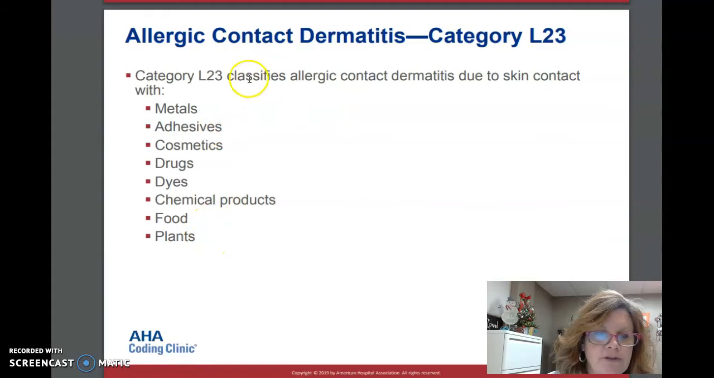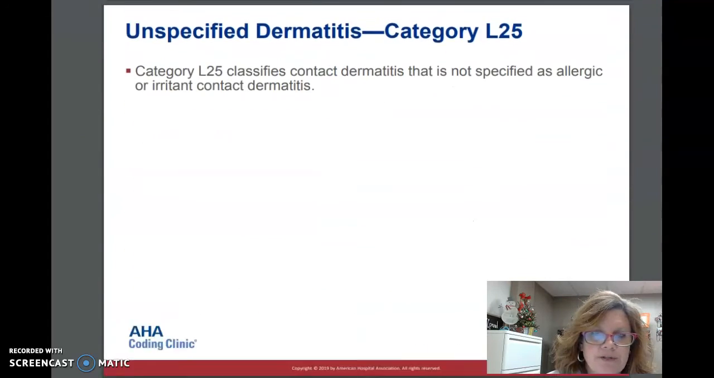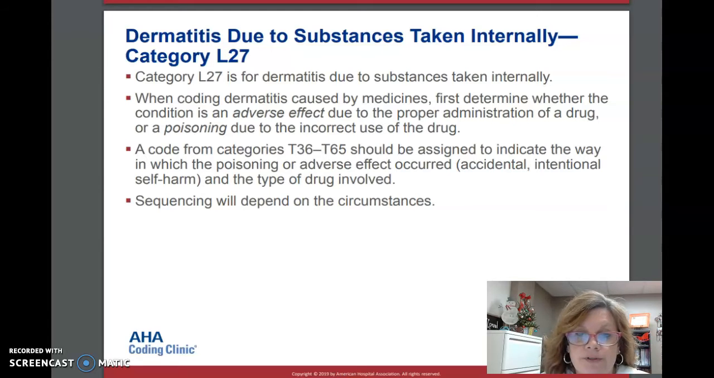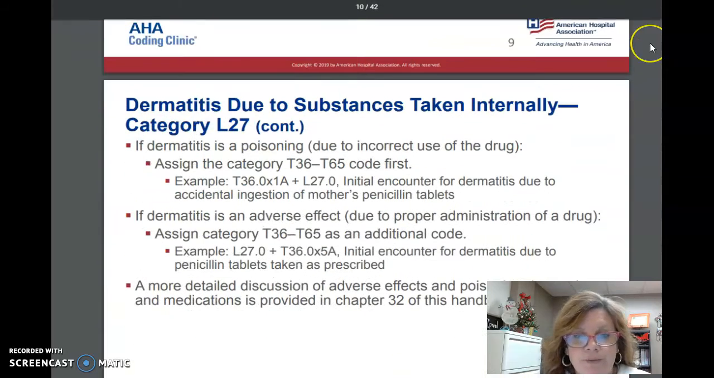Dermatitis, again, why did they get dermatitis? What were they in contact with? Okay, so let's go down and just keep moving here. L27, a lot of times this is dermatitis due to substance taken internally. So this could be that we're going to need a T code for this too, from the poisoning. So we need again then refer to the L code. And here is a good example. Due to poisoning, you put the T code first and then the L code second. If it's an adverse effect, remember what is wrong with the patient goes first, and then the adverse effect code goes second.